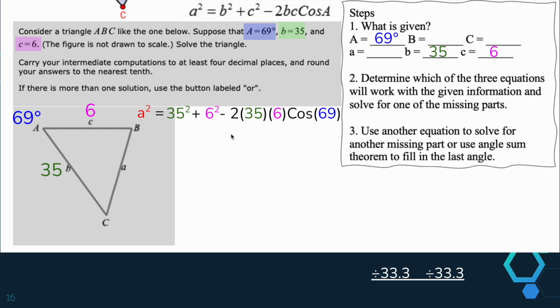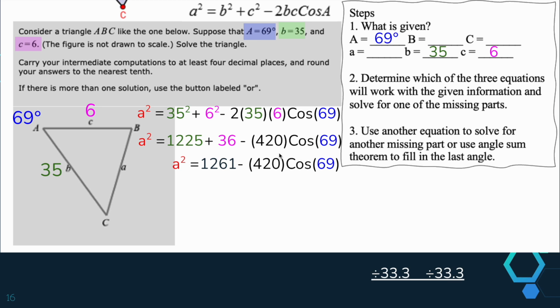All right, so now this is where we're going to start simplifying a little bit. So I have a squared equals 35 squared, which is 1,225, plus 6 squared, which is 36, and now I have minus 2 times 35 times 6 times the cosine of 69. So I just did the numbers first, 2 times 35 times 6, and now I'll multiply by the cosine of 39. And I also added these two together. 1,225 plus 36 is 1,261. I might have said that number wrong out loud right now.